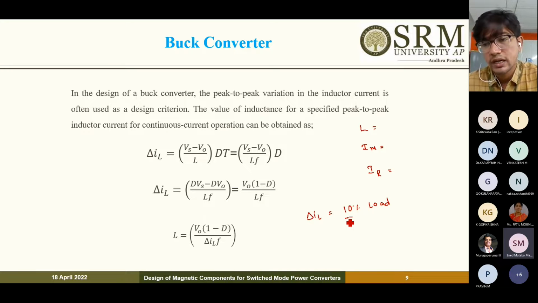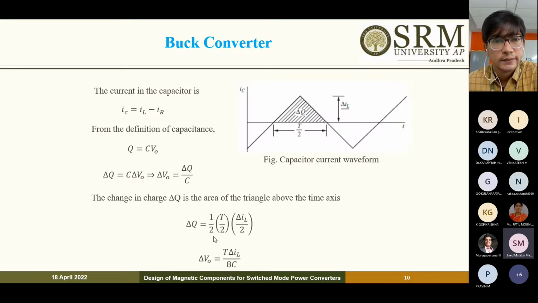Again, it depends on your application. If in your application you don't have any issues with more ripple, then you can increase your ripple, and if you increase your ripple, your L value will reduce. If the L value reduces, the size of the inductor will reduce, and the overall converter size will also reduce. So in this way, you need to design your inductor.